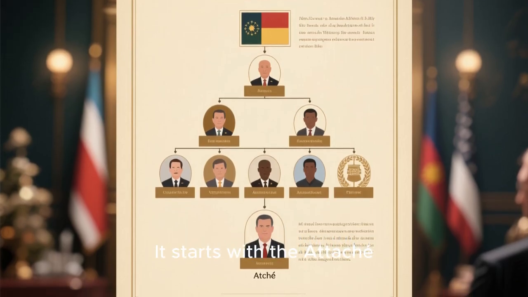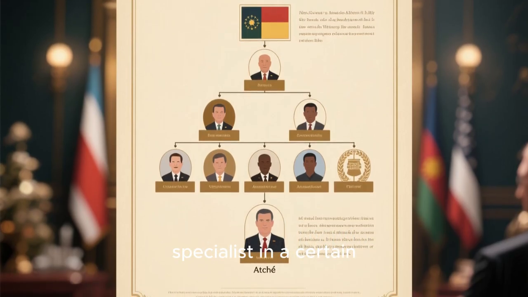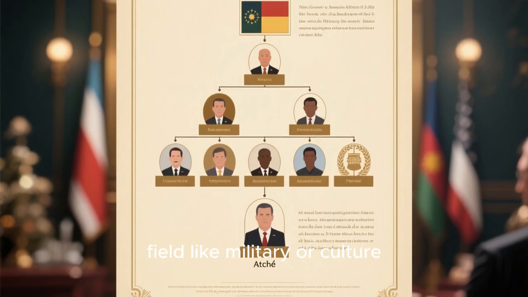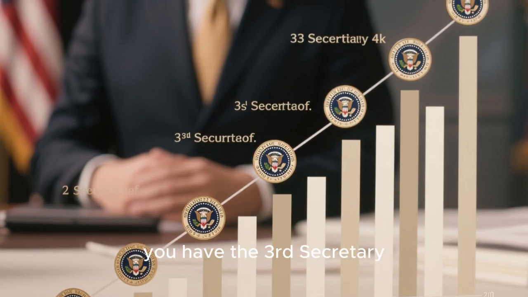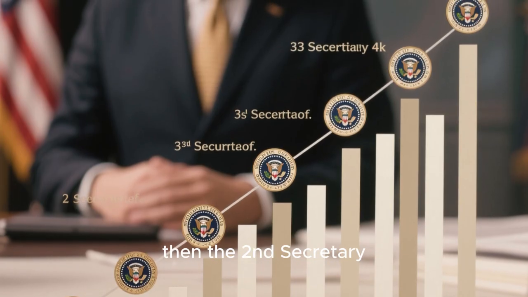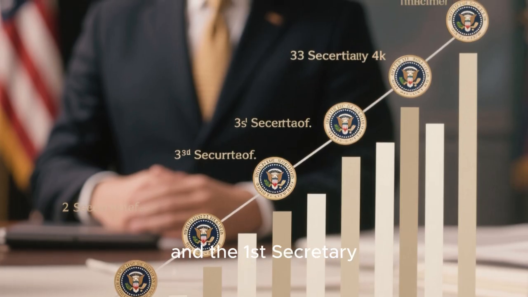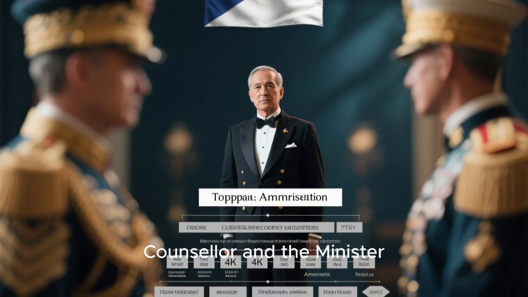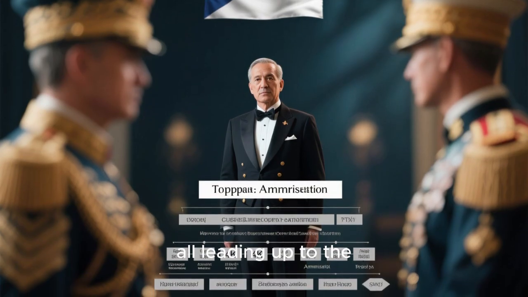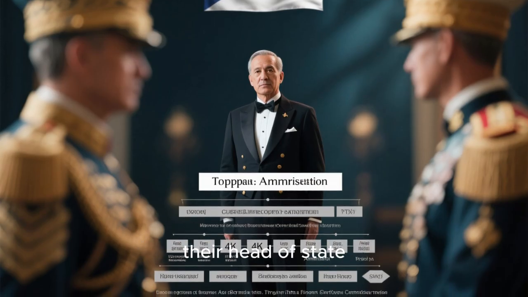It starts with the attaché, who is often a specialist in a certain field like military or culture. Moving up the ladder, you have the third secretary, then the second secretary, and the first secretary. Above them are the counselor and the minister, all leading up to the ambassador who represents their head of state.